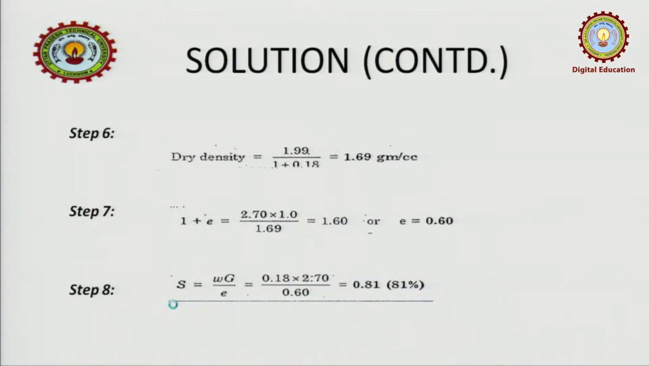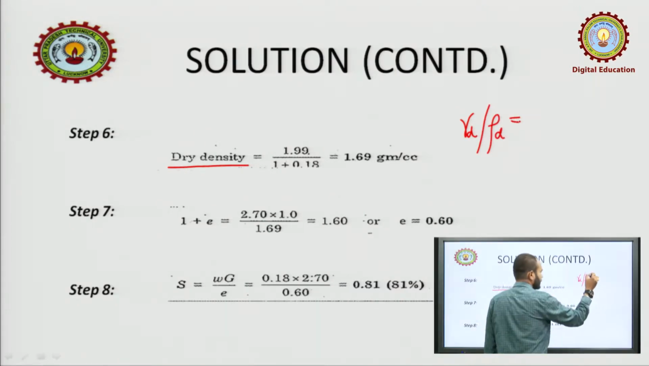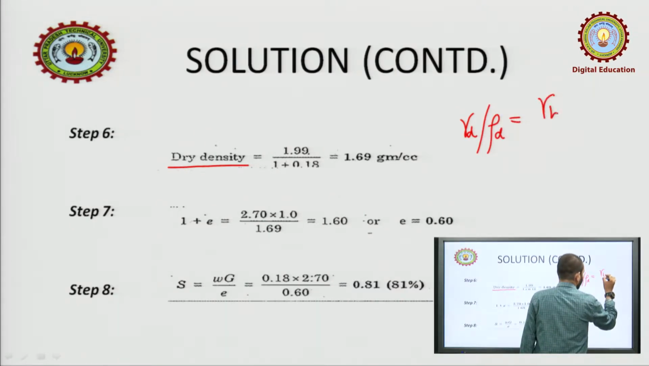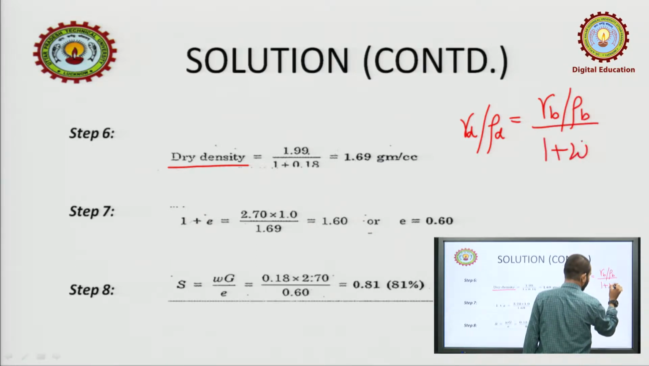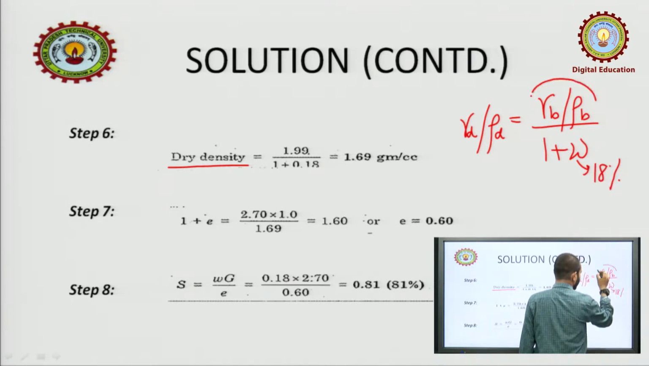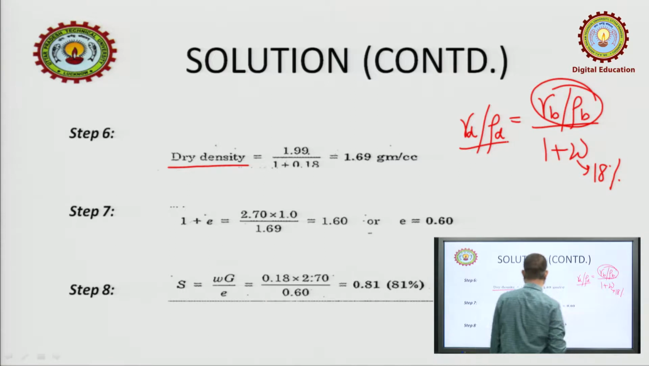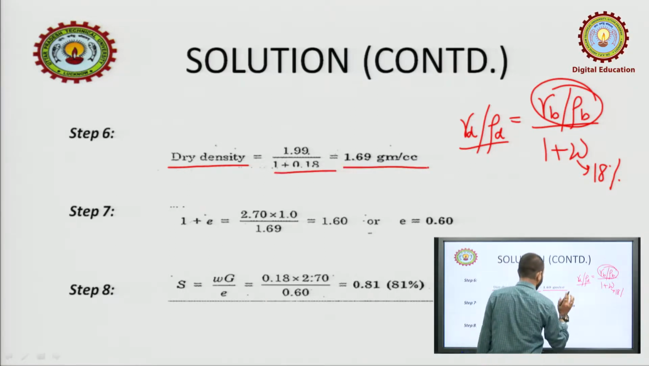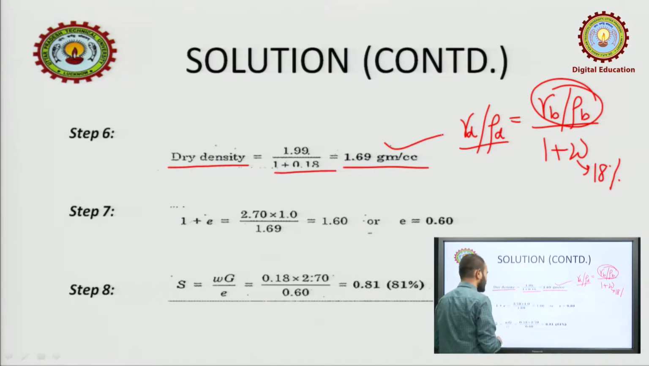Dry density. Now what about dry density? What is the formula, if you remember? Gamma d or rho d is gamma b or rho b upon 1 plus W. This is given as 18% in the question. This we just calculated, so we can find this. The same is done here also. We get the answer as 1.69.